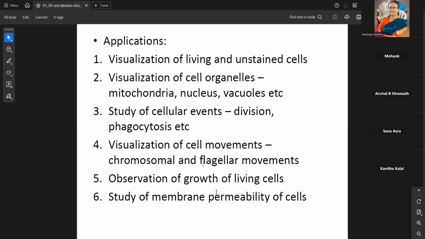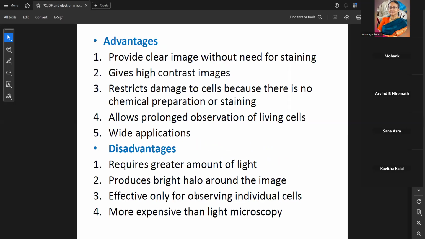So that study of membrane permeability. For all these things, we can make use of phase contrast microscopy. Coming to the advantages of this method, you don't need to stain. Even without doing the staining procedure, we can get clear images.